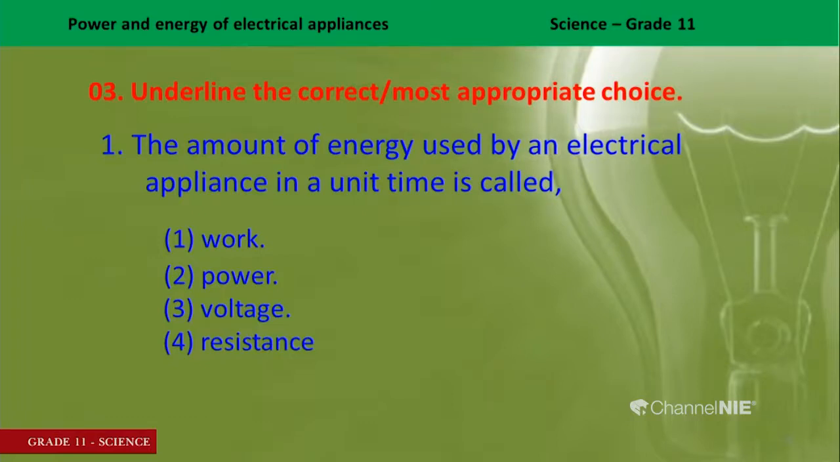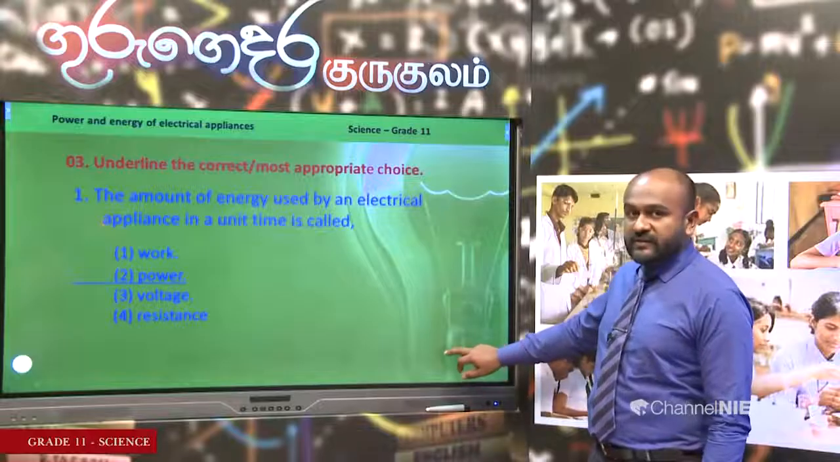The amount of energy used by an electrical appliance in a unit time is called. This is a simple question. So, this type of questions are like knowledge based questions. Directly they ask from your syllabus or from your text. If you remember, you can attend to this type of questions. So, the 4 choices are work, power, voltage and resistance. Which one you selected as the correct choice? See whether this is the one you selected. Power. You know, energy used per unit time is called power. Let us go to the second MCQ.